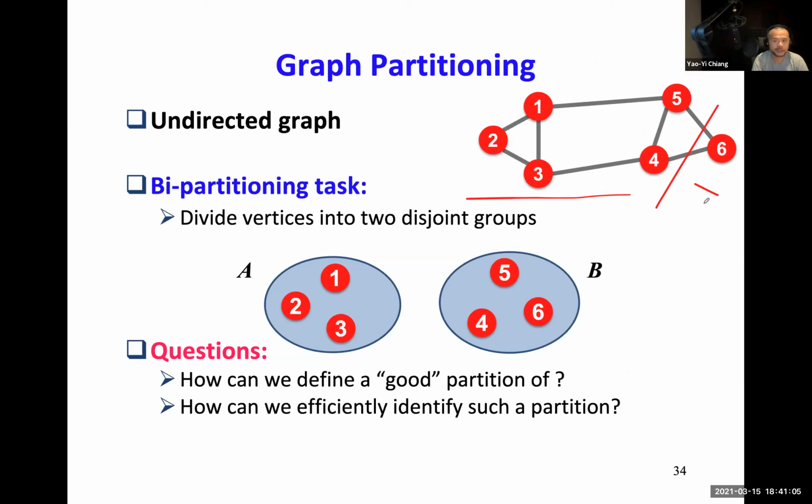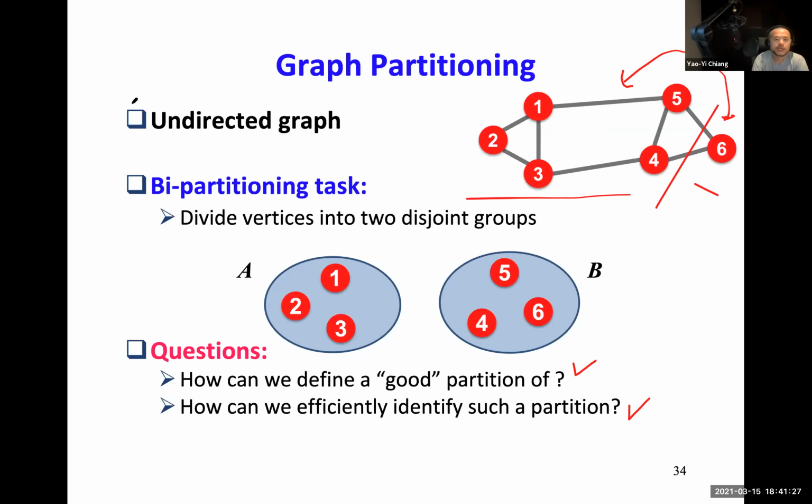I say this is a partition, so two disjoint groups. Is this a good partition? Well, maybe not, because the sizes of the two communities are not similar. So we want to be able to formally define a good partition. Then once we are able to define that, we want to be able to efficiently identify that partition.